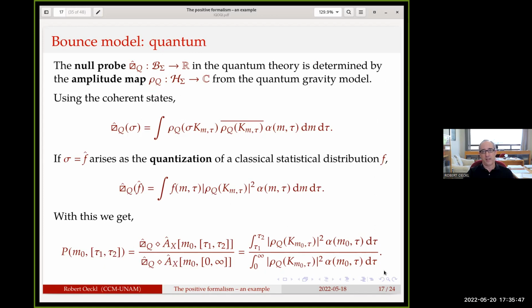Of course, as I told you, the positive formalism does not tell you what the quantum theory is that you're using, in the same way as quantum theory as such doesn't tell you what's the concrete quantum theory you should use to model something. It just tells you that if you have a quantum theory in Q, this is exactly the way how you can use it to extract the probability for the bounce time to lie in a certain interval given a fixed shell mass.